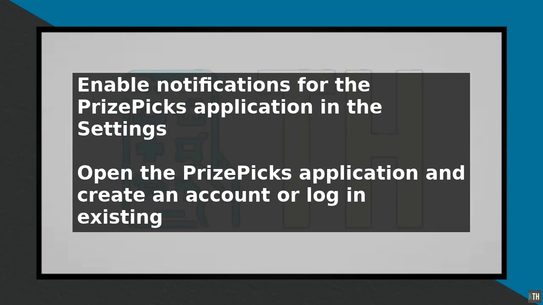To do this, open the Settings application on your iPhone. Select the Notifications option, and then select the Prizepicks application from the list of available applications. By following these steps, you can easily download and install the Prizepicks application on your iPhone.